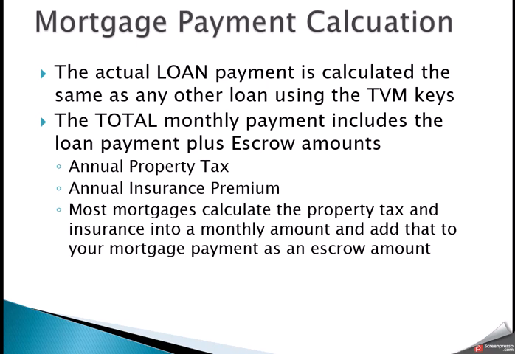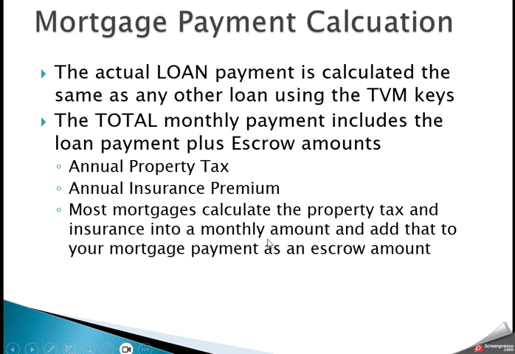Mortgages, again, are the same computation. We're still using our time value of money keys. They are monthly payments, so our N is going to be in terms of months, our I/Y is per month. But we also may be given the amount that goes into escrow. If any of you have ever bought a house, you've got to calculate your monthly payment to the bank to pay off the loan, but they're going to include this escrow amount. So the problem is going to give us the annual amount of property tax and the annual amount of insurance.